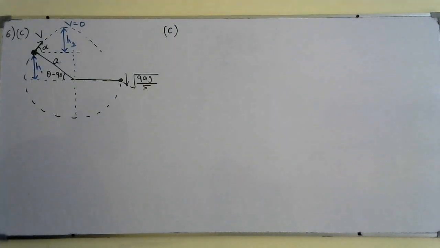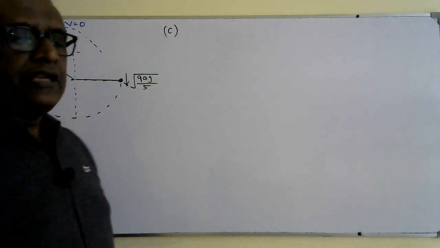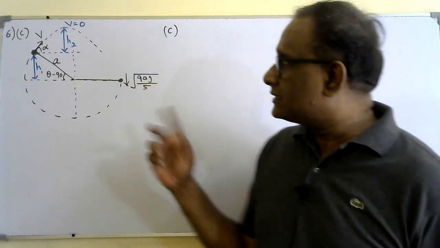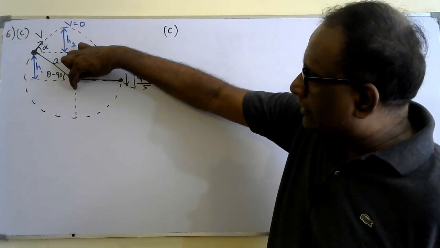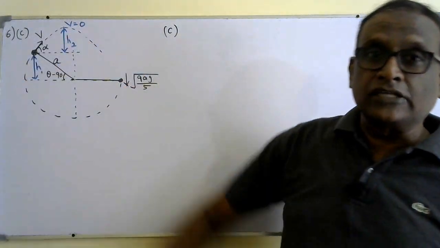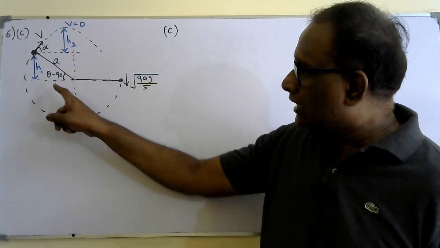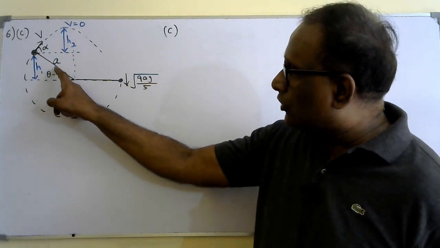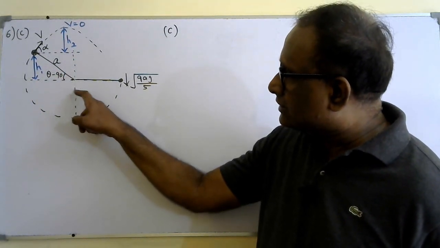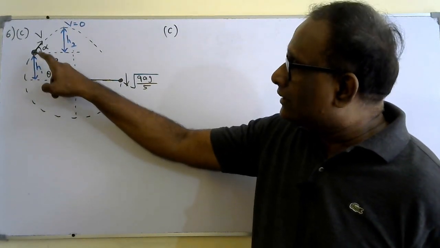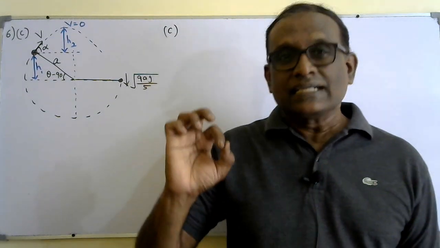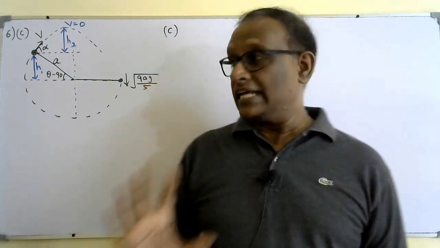I drew the diagram again for part C. This angle is theta minus 90, because we found that theta in the B part is an obtuse angle, 126 degrees. So this is 90, and this is theta. So this is going to be theta minus 90 when the string starts to slack or just slacks.